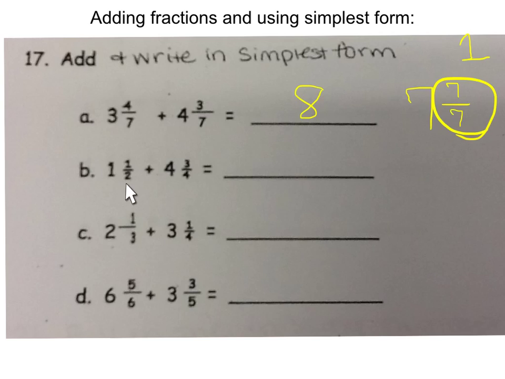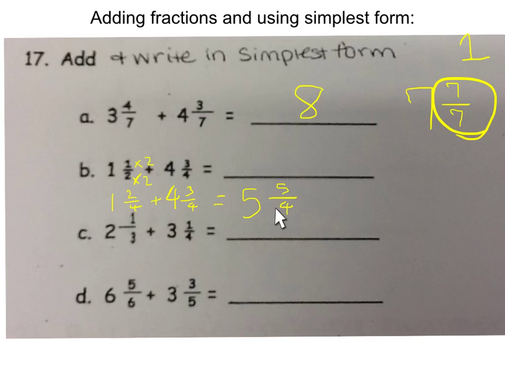For B, I notice that my denominators are not the same. In order to make them the same so that I can add them, I can multiply the numerator and the denominator by 2. This way, I would get 1 and 2/4, which is equivalent to 1 1/2, plus 4 and 3/4. Now, I can add my numerators, 2 plus 3, 5/4, and now I can add my whole numbers. 1 plus 4 is 5 and 5/4.